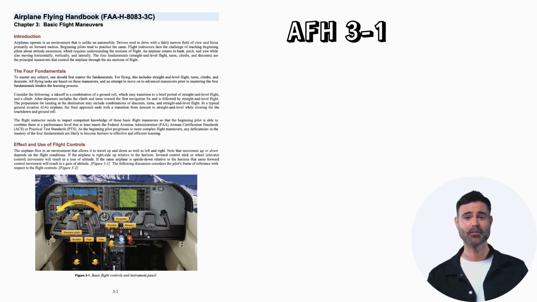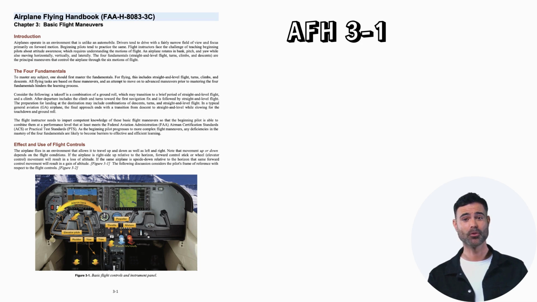In a typical general aviation (GA) airplane, the final approach ends with a transition from descent to straight and level while slowing for the touchdown and ground roll. The flight instructor needs to impart competent knowledge of these basic flight maneuvers so that the beginning pilot is able to combine them at a performance level that at least meets the Federal Aviation Administration (FAA) Airman Certification Standards (ACS) or Practical Test Standards (PTS). As the beginning pilot progresses to more complex flight maneuvers, any deficiencies in the mastery of the four fundamentals are likely to become barriers to effective and efficient learning.